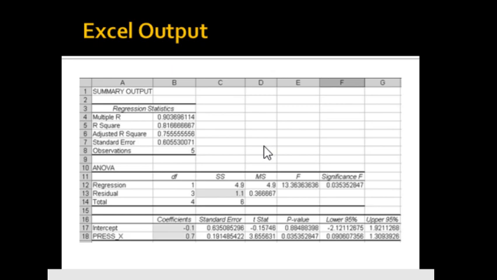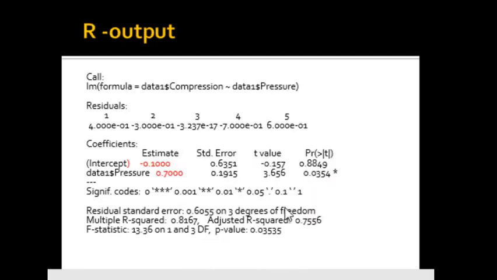This is what it looks like in Excel. Again, here are the coefficients. Here's your intercept, negative 0.1, and our variable pressure, which is the x variable, which gives us the beta 1, 0.7 again.